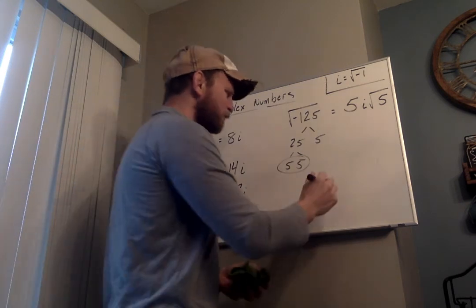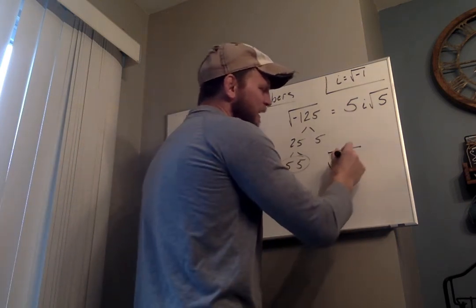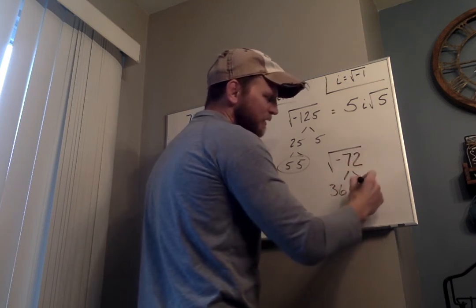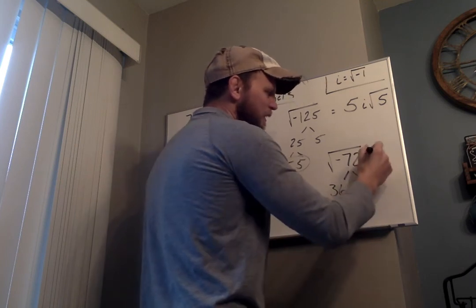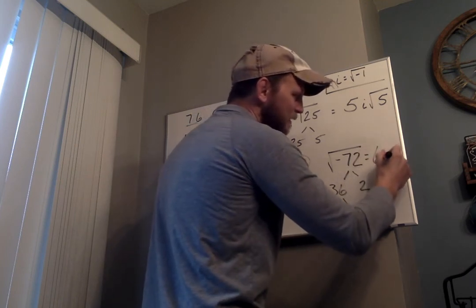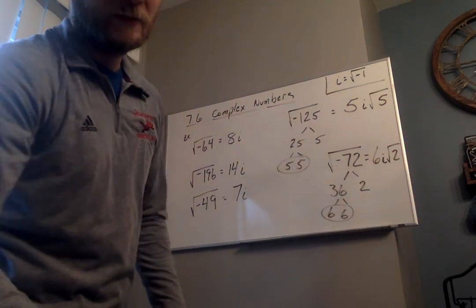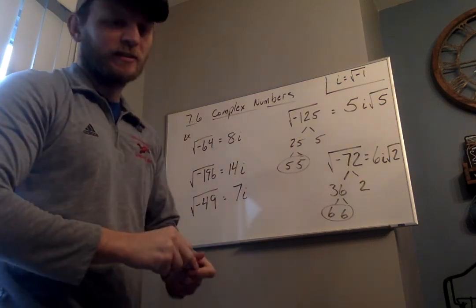Okay? So one more here. All right, let's just say negative square root of 72. I'm viewing this as 36 and 2. And 36 is 6 and 6. So I'm going to be writing this as 6i root 2. Hopefully that's made it a little clearer for you.